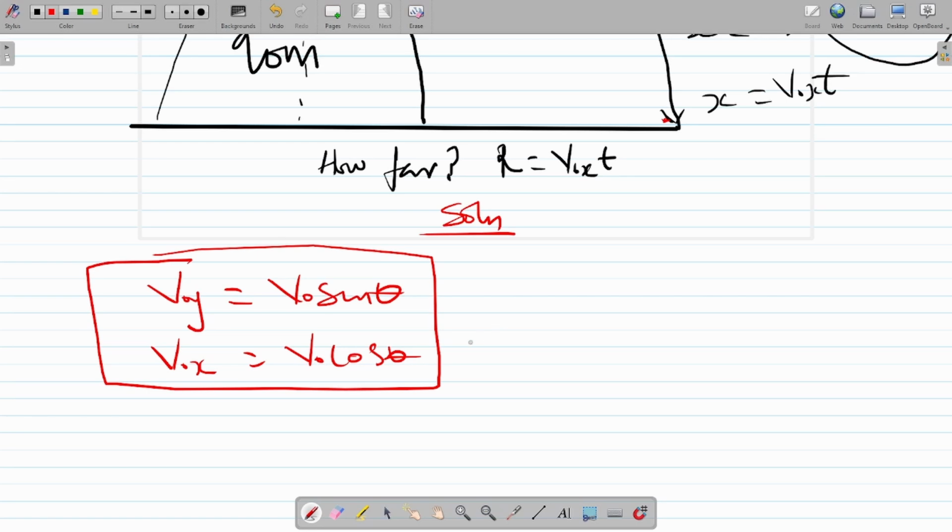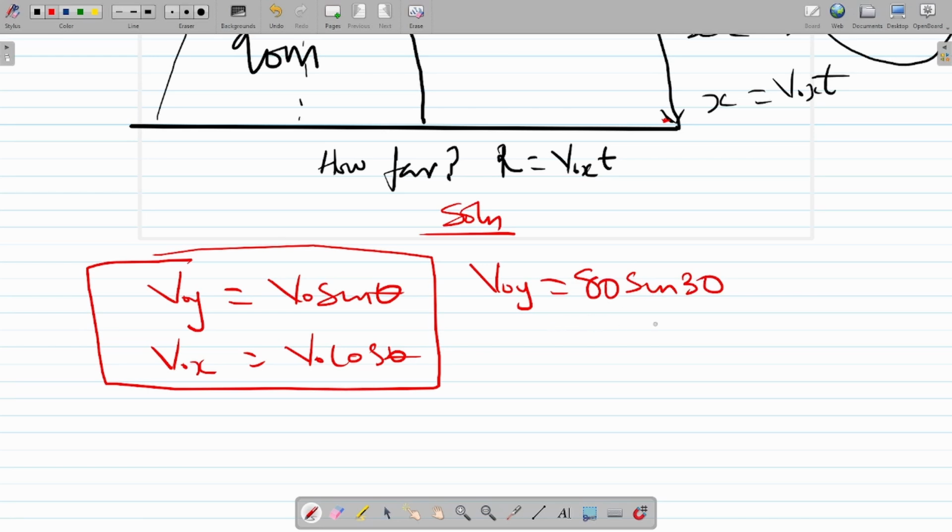So let's quickly do that. Let's break it down. Right here we have our v naught y is equal to, what is our initial velocity? That is the magnitude. Our v naught is 80 sine 30.